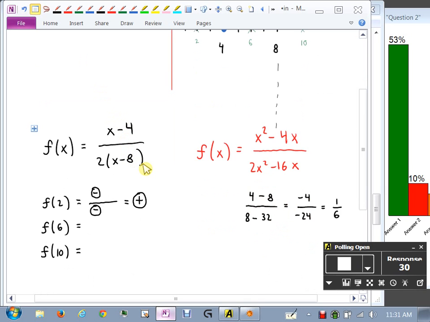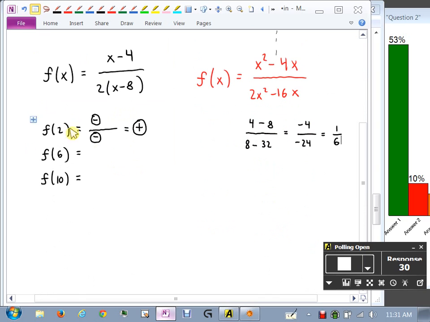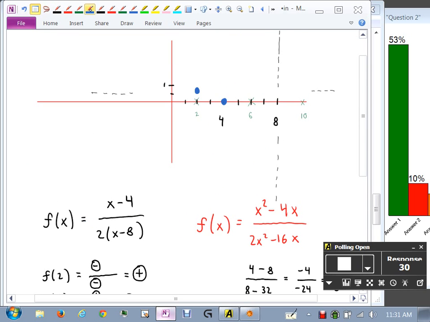Okay, let's test the other 2 points. I need to plug 6 in. So 6 goes up here: 6 minus 4 is positive, over 6 minus 8, which is negative, times 2 is still negative. So I get positive over negative, which is negative. So that means when I go to 6 on my graph, I need to put a dot where? Under it somewhere. And again, I don't really care where. I just put it below the 6 a little bit.